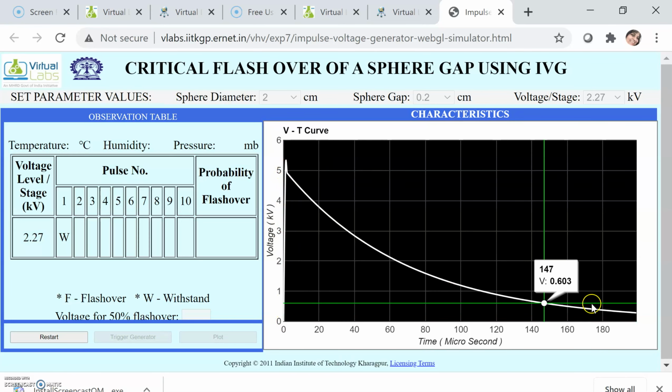But here it has withstood. Now you cannot immediately restart the experiment, and you can take readings 10 times and then take the average. If you apply 2.27 kilovolts 10 times, you can see how many times it caused flashover, and then you can see the probability of flashover. But that is not our intention, so I will not perform it that way.